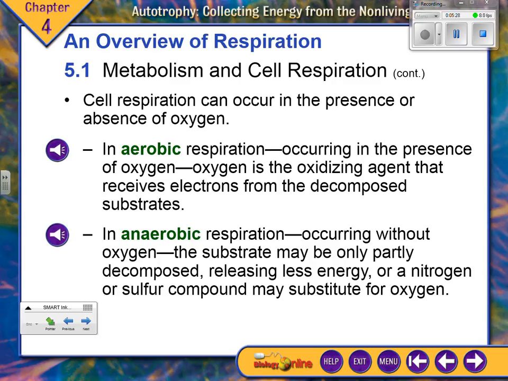That's because your cells are barely getting enough energy for what you're asking them to do. They're just getting a little bit of ATP through this anaerobic pathway. If the cells are getting enough oxygen, they're going to make a lot more ATP, and they're more efficient, and that's through cellular respiration.